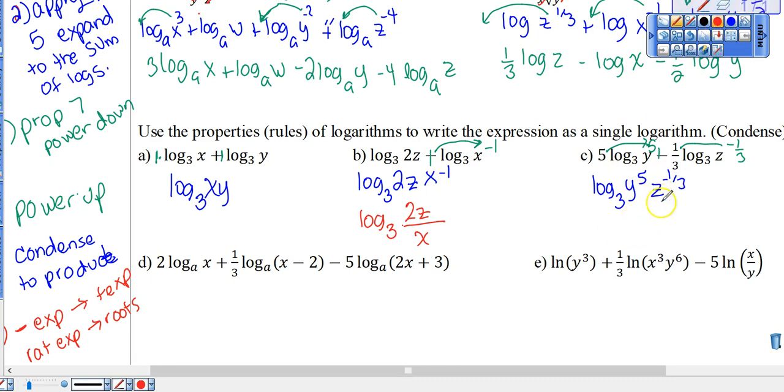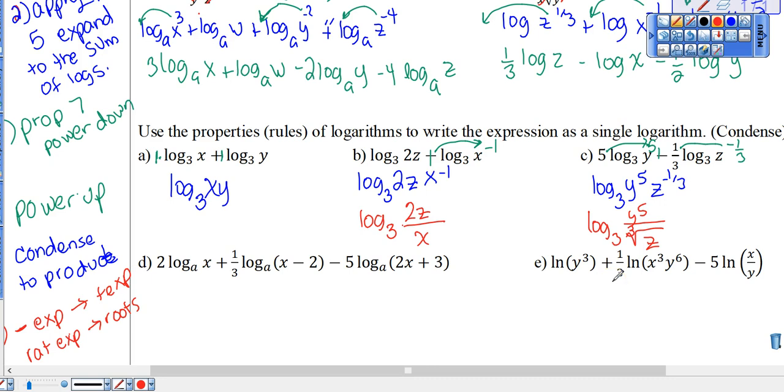And then let's evaluate the z to the negative 1/3. Not only is it negative, it's rational. So it's got to go to the denominator and change to a cubed root. So it looks like this, log base 3 of y to the 5th over the cubed root of z to the first power. You don't need to put a first power on that.